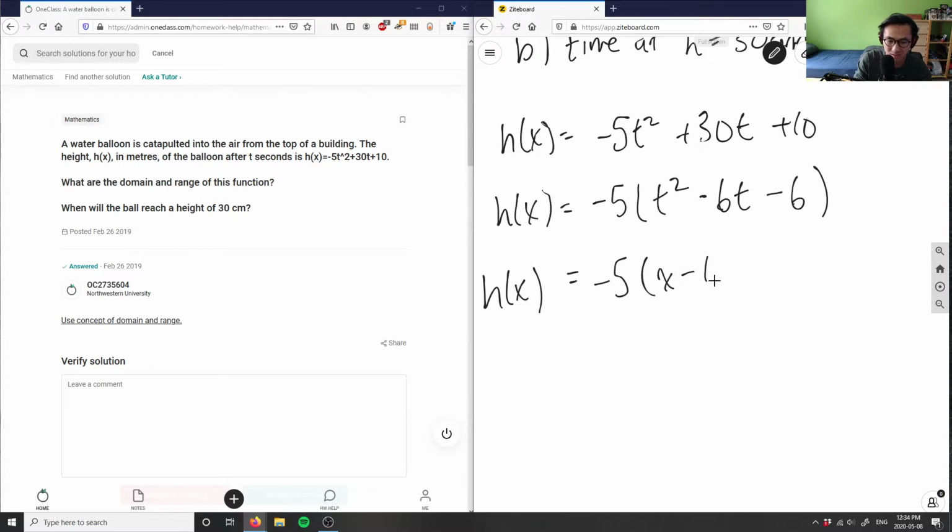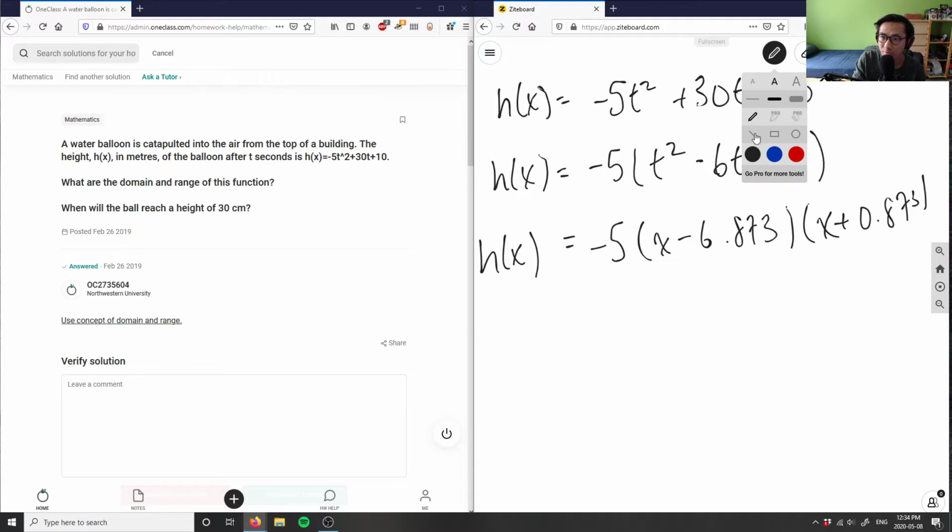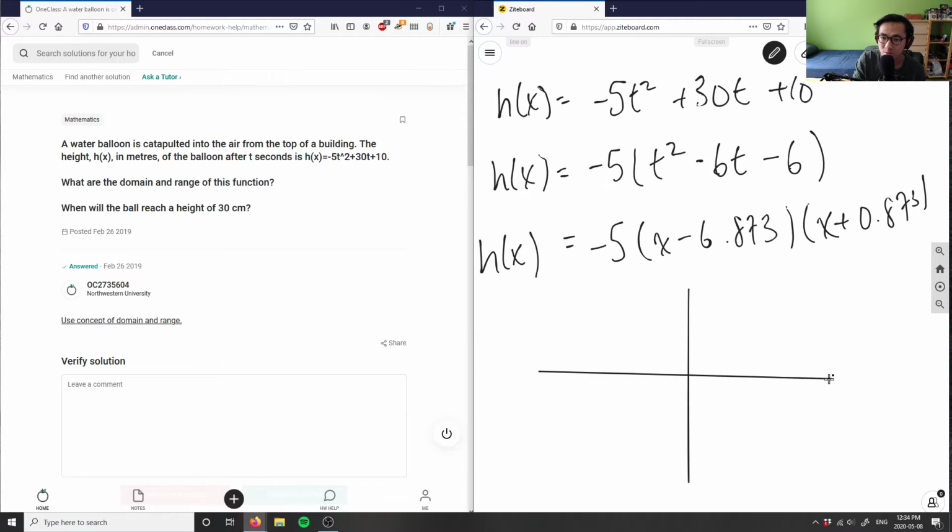x minus 6.873, and then you get here x plus 0.873 here. So you get these two x intercepts, and again, I rounded here. So what we can do is use these intercepts to graph this, right? So we can graph this, or maybe sketch a graph here.